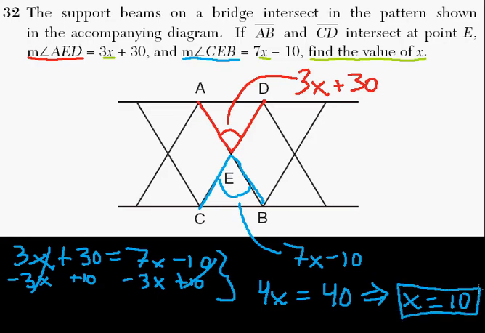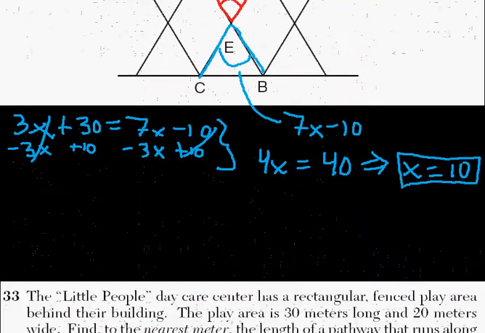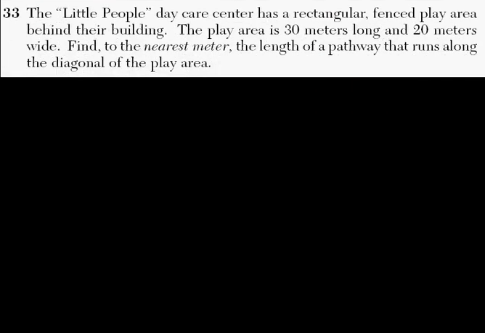Whew. Okay. And we'll do one more. It says, the Little People Daycare Center has a rectangular fenced play area behind their building. The play area is 30 meters long and 20 meters wide. Find to the nearest meter the length of a pathway that runs along the diagonal of the play area.